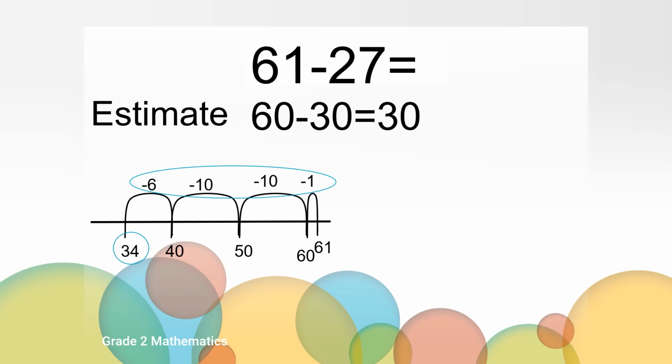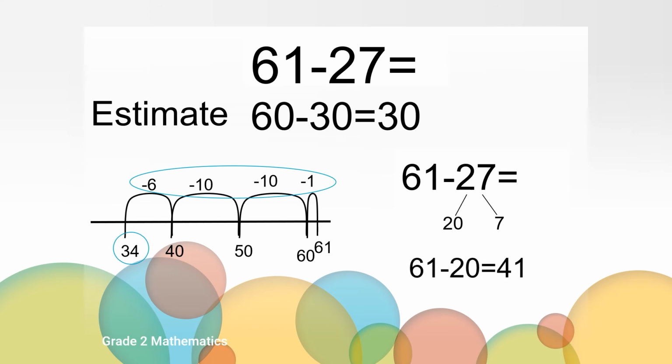Maybe you thought about this problem a little bit differently. Maybe you thought about splitting 27 into 20 and 7. Then we could start at 61 and take away the 20, and that brings us to 41. We took away the 20 from the 27, and we still have to take away the 7. So 41 minus 7 equals 34. Maybe you thought about a different strategy than the two that I shared with you today.